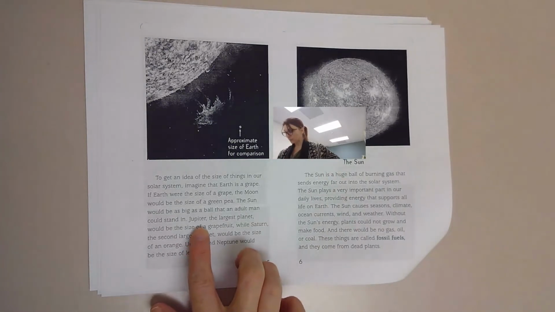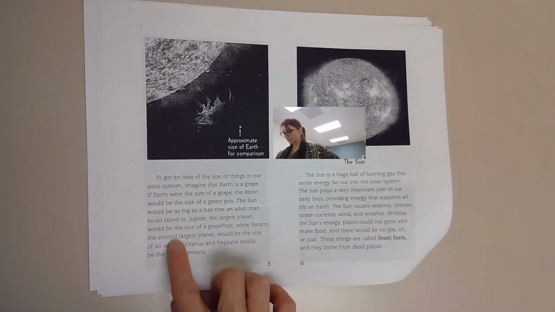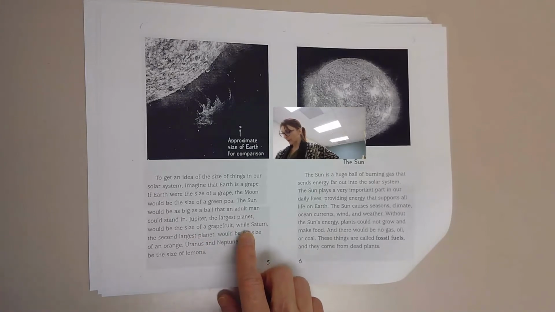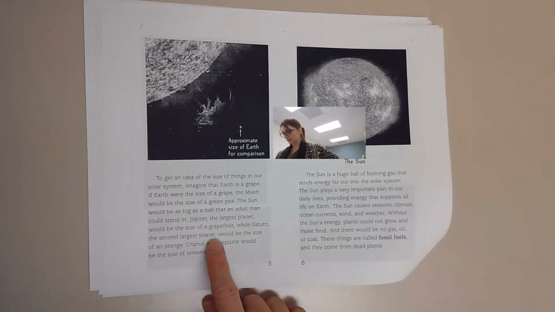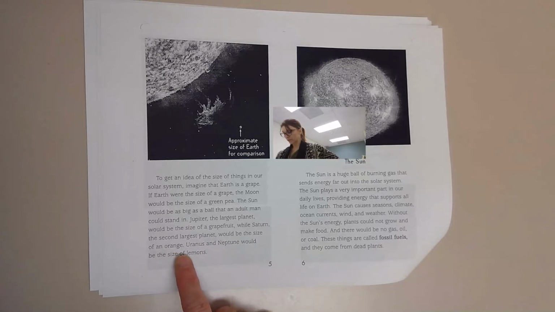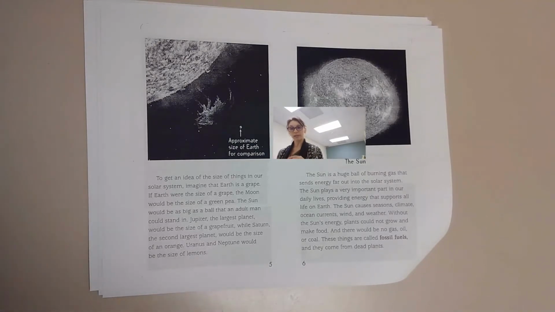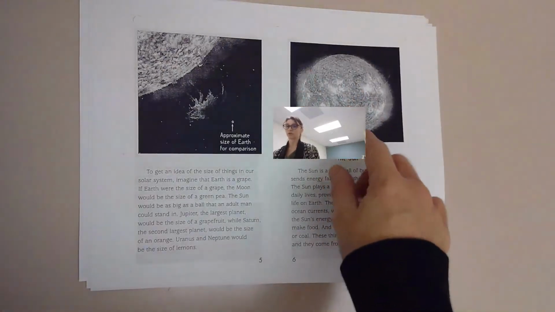Okay? Jupiter, the largest planet, would be the size of a grapefruit, while Saturn, the second largest planet, would be the size of an orange. Uranus and Neptune would be the size of lemons. Okay, so it gives us an idea of what size they are in comparison to each other.